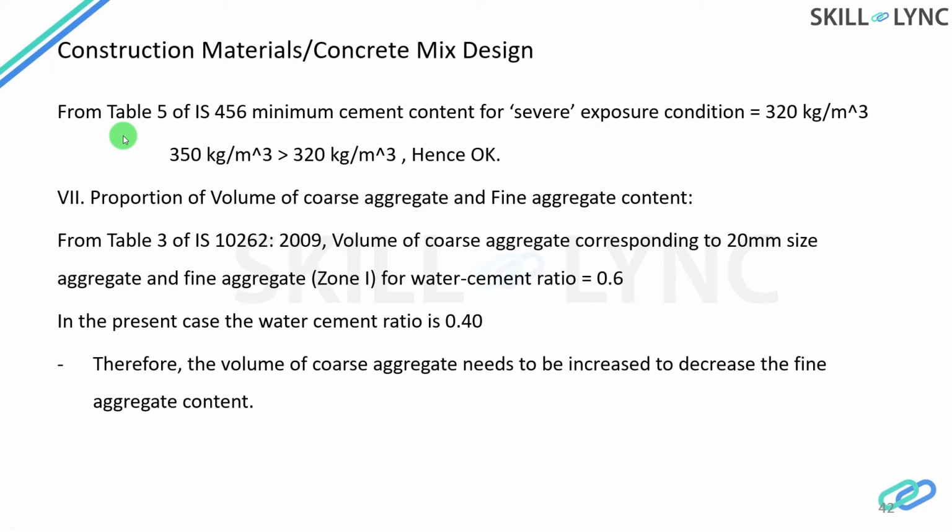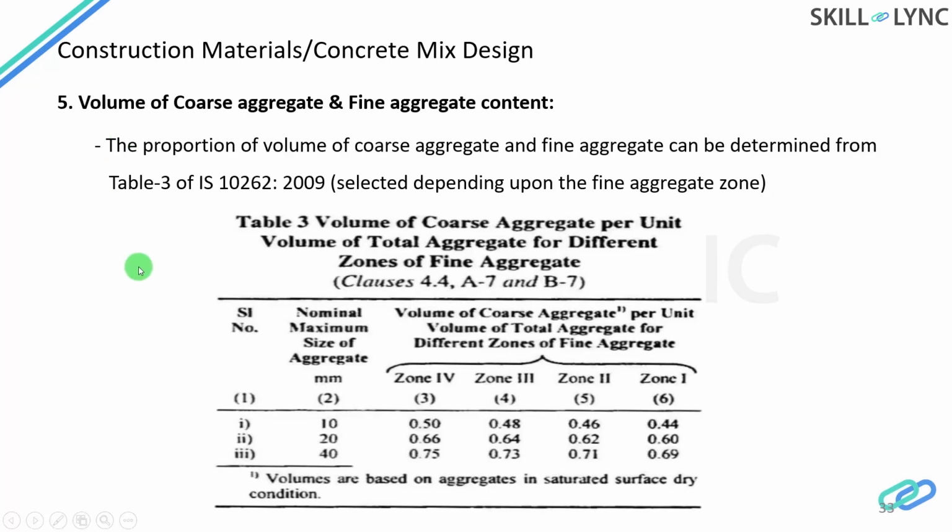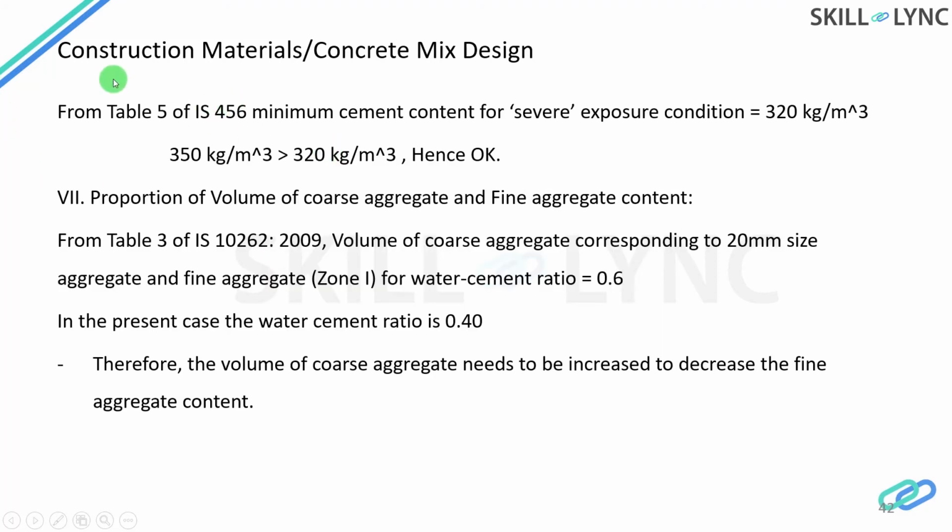Now next is the calculation of volume of coarse aggregate and fine aggregate content. This is calculated from Table 3 of IS 10262:2009. That is for 20 mm size aggregate and fine aggregate zone 1, the water cement ratio is 0.6. If I show you the previous slide with the table, you will become still more clear. See, for maximum size of aggregate 20 mm, for zone 1 it is 0.6. This is where I have taken the value from Table 3.